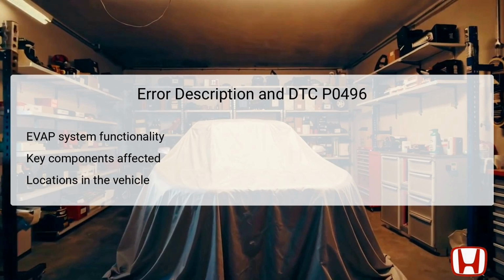You can find the EVAP canister located near the fuel tank, while the purge valve is usually positioned in the engine bay. The FTP sensor is situated on the fuel tank, monitoring the pressure within the system. Issues with any of these components or their connections can lead to high purge flow, causing DTC P0496 to trigger.